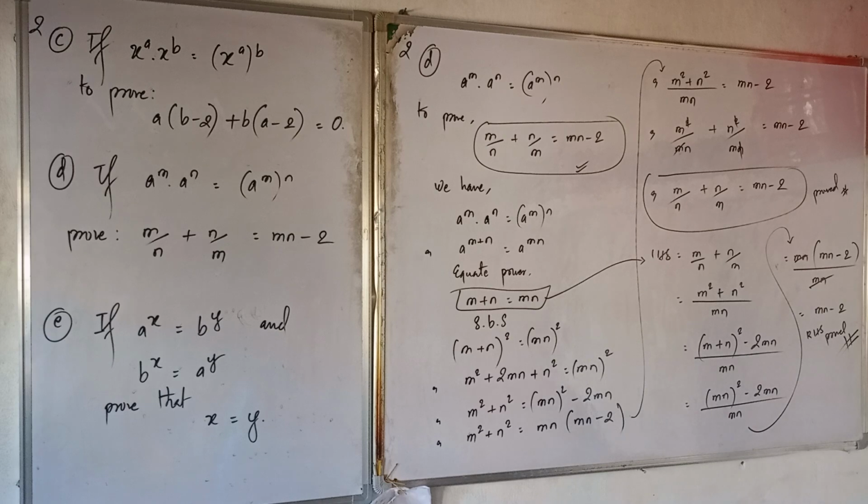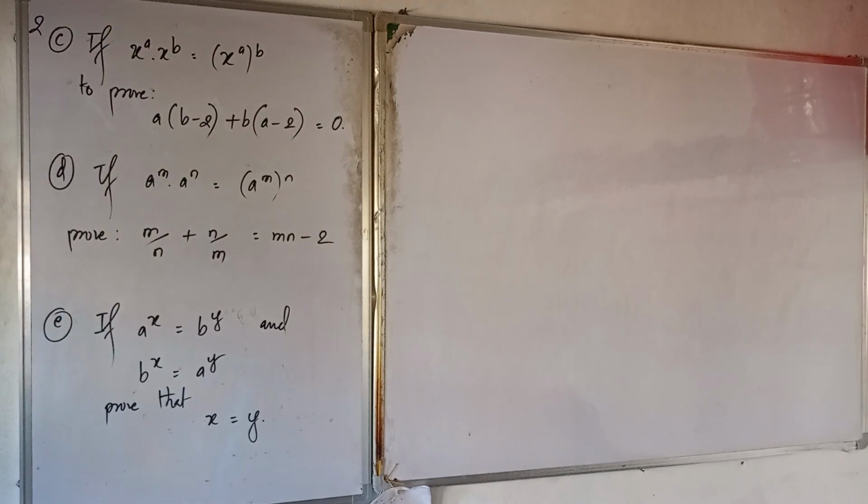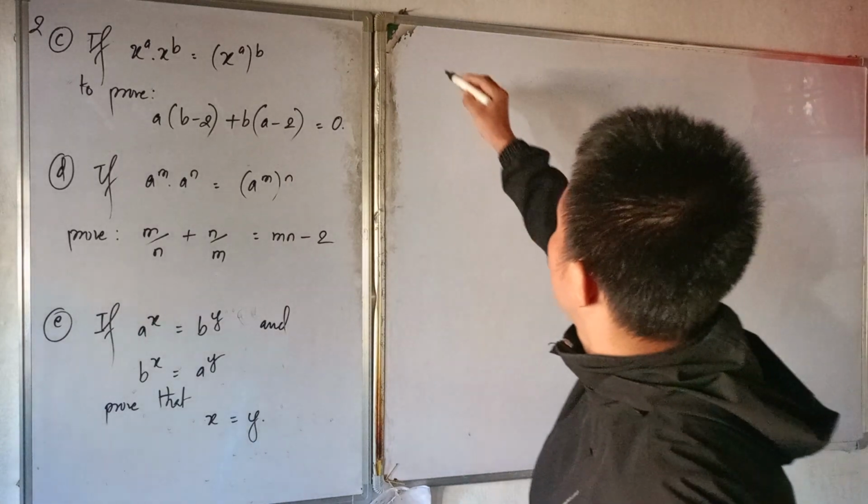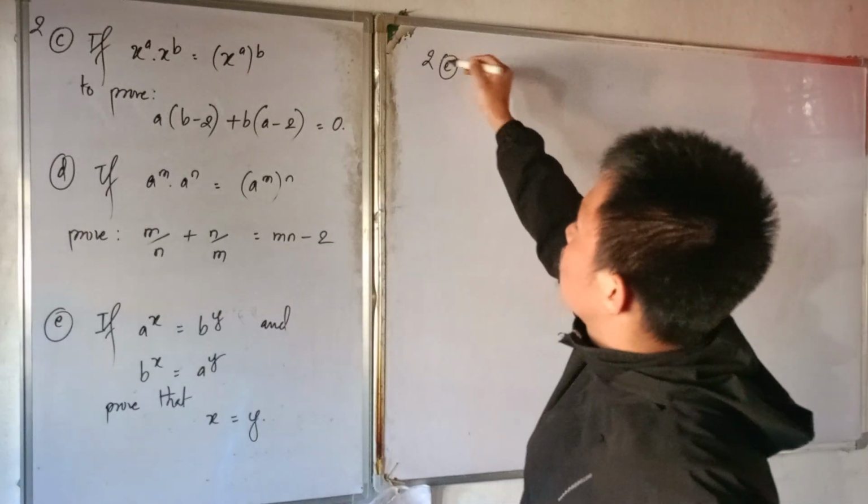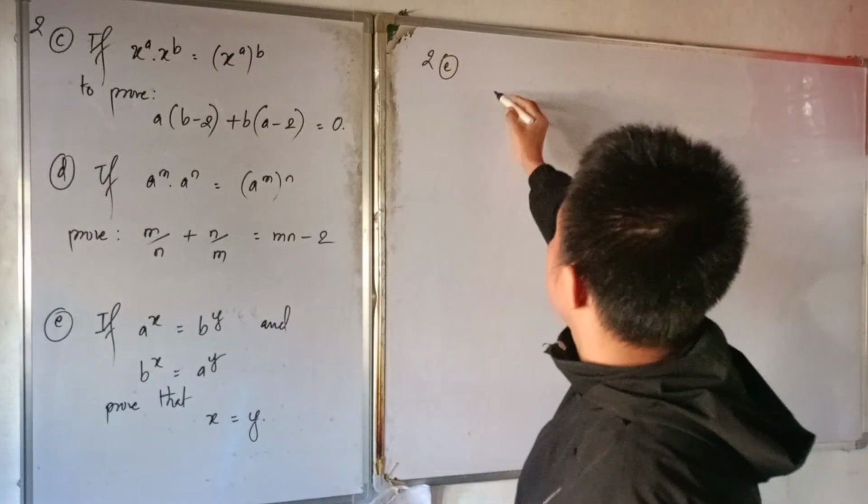Got it? Okay, very good. Now we'll move on to the next questions. If you have finished this, that's okay. If you haven't, then you just take a screenshot. Okay, so I'm going to rub this. Now this will be the last question for today's video. Number 2E. So this will be quick. With this, our general section of this exercise will be finished.